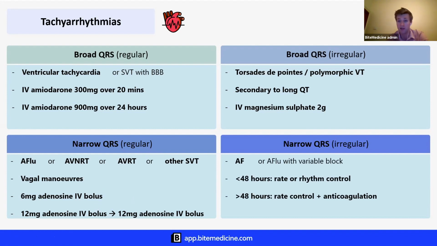And finally, your irregular narrow QRS, the most common thing being atrial fibrillation. In the case of being less than 48 hours, consider rate or rhythm control. More than 48 hours, you give rate control and anticoagulation.